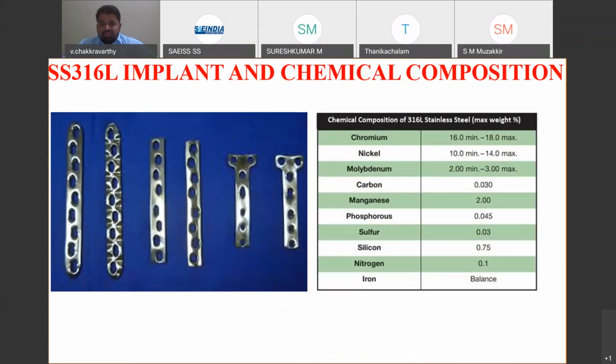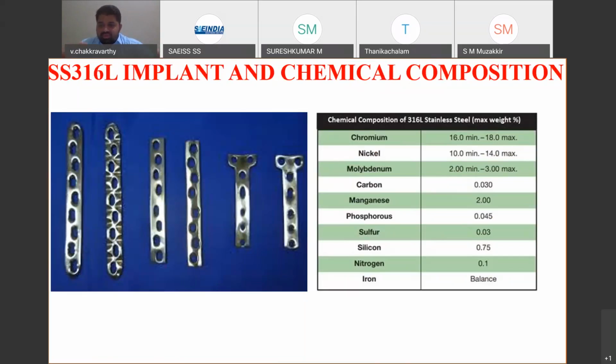Here we can observe a couple of examples. Stainless steel 316L implants of different types are shown. Why do we particularly use 316L? The L indicates the low carbon version. Generally the carbon content is around 0.03, but in stainless steel 316L the carbon content is kept very low so that the material is more biocompatible. Another advantageous feature of stainless steel 316L is the chromium content.